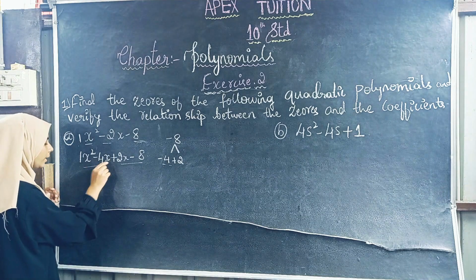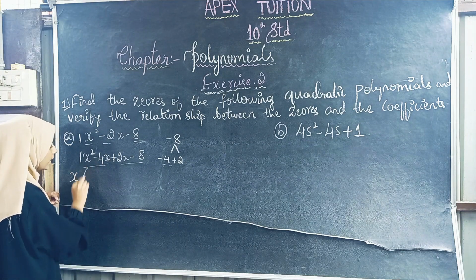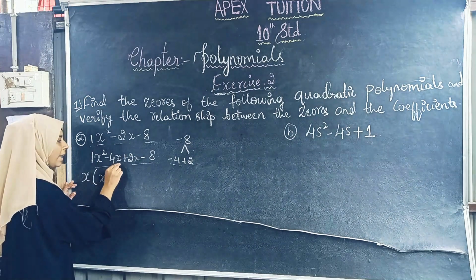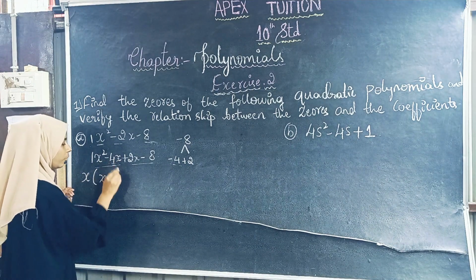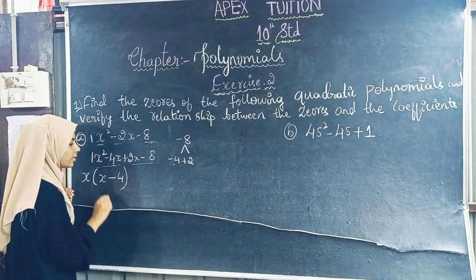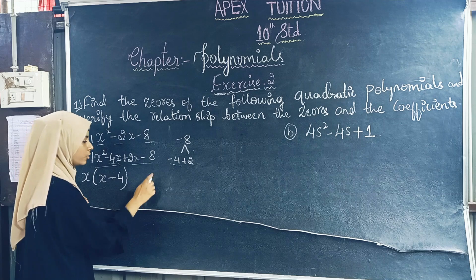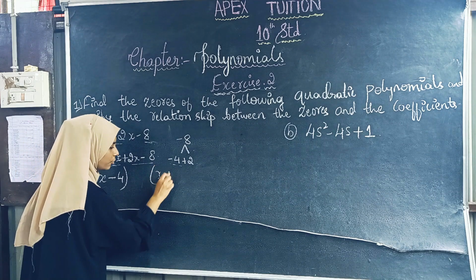Here the common is x. We will take x as it is. Here x square is there. In this number I have taken x as it is, and what remains is 4. I will write it as it is. Here what is this, the bracket only? Now we have to write the same here also. Let's write x minus 4.